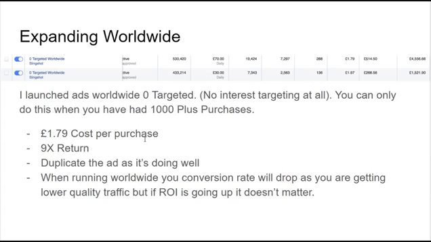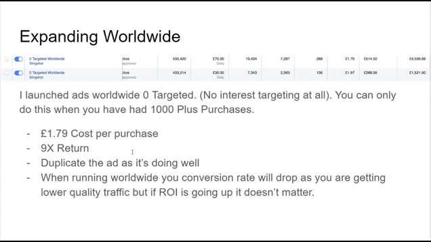And the ad was doing well, so we duplicated it, and over time we kept raising these budgets. So this is a really good way to scale, guys, and it won't work well for all products because different cultures, different countries, they like different things. So don't expect this to work with everything, but if you have a product that is selling well, do test it worldwide and see what you can do.